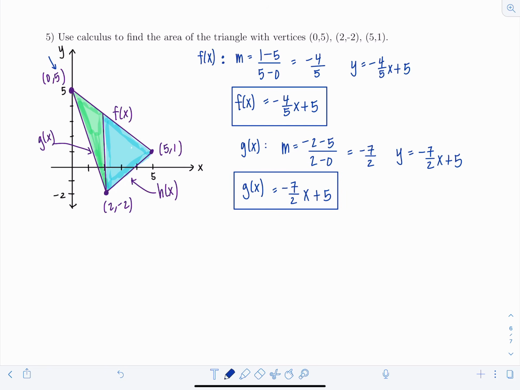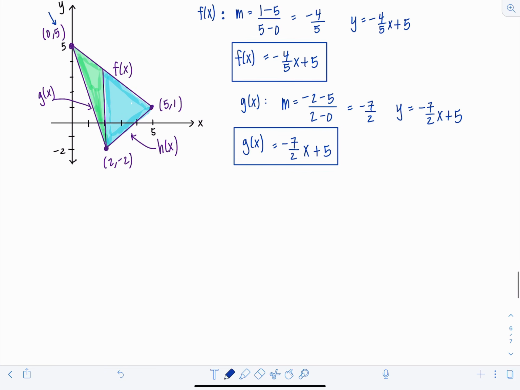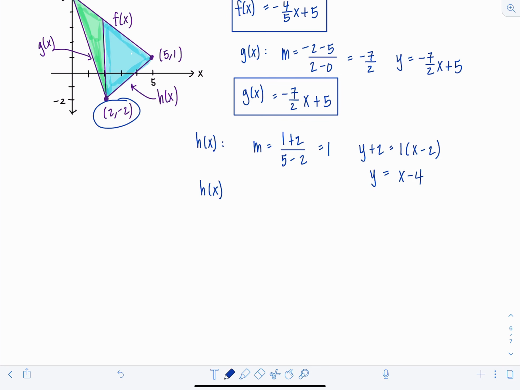Last one, h of x. So the slope for h of x goes through (5, 1) and (2, negative 2). So that's going to be 1 plus 2 over 5 minus 2. 3 over 3 is 1. I don't have h of x's y-intercept, so I have to use point-slope form here. So we'll have y minus y1. Let me just use this point (2, negative 2). So I'll have y plus 2 equals 1 times x minus 2. So y equals x minus 4. So that means h of x is equal to x minus 4.